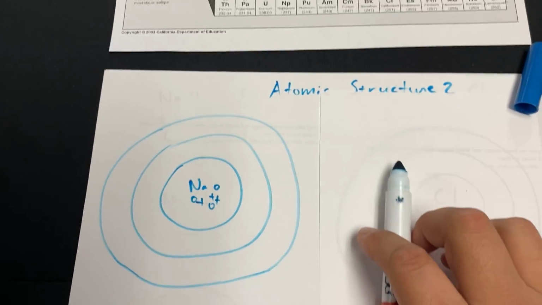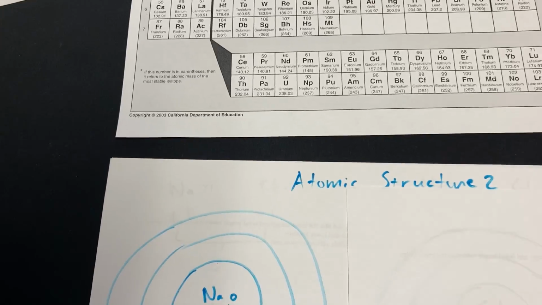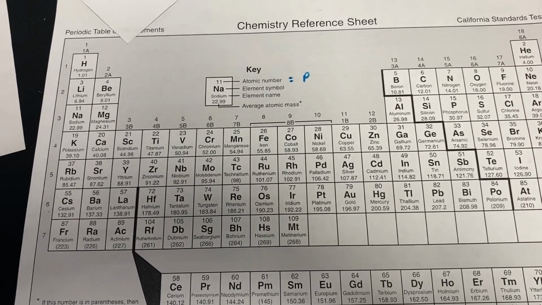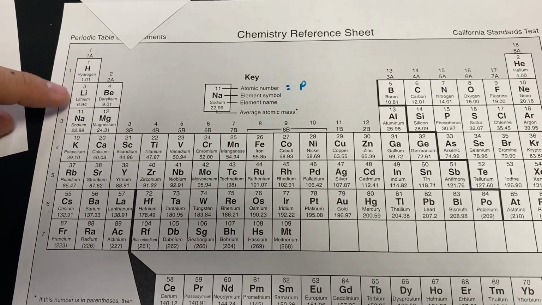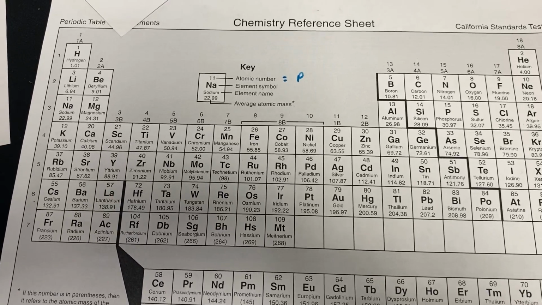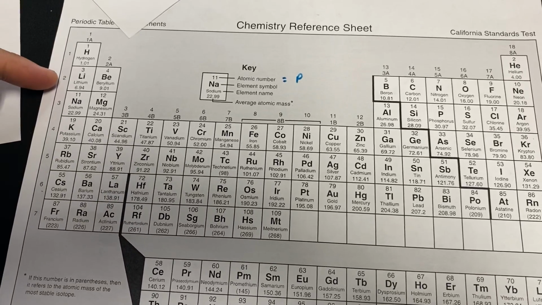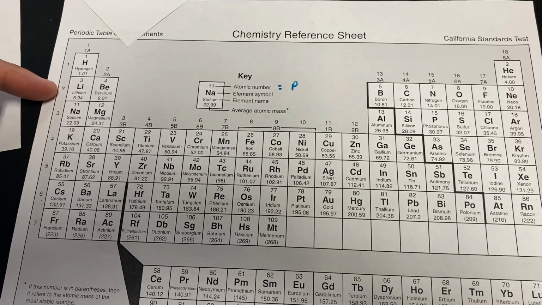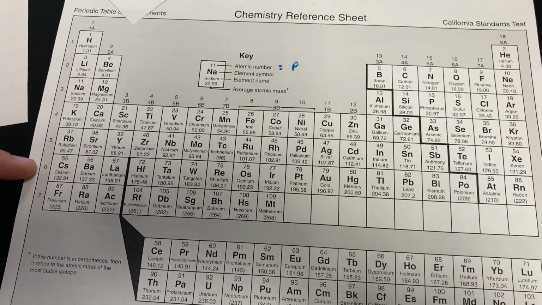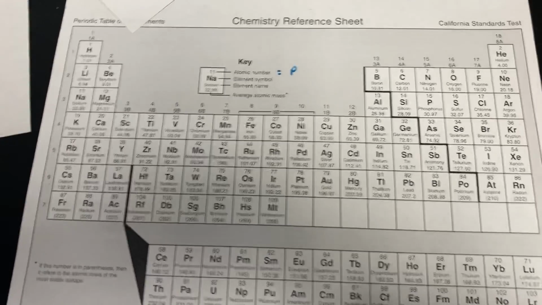You can figure out how many rings an atom should have based on its position on the periodic table. Notice that sodium is located on the third row. This means that it's got 3 rings. If it was lithium, how many rings should be around it? 2. If it's cesium, over here down on the bottom, you see that it should have 6 rings, and so on and so forth.